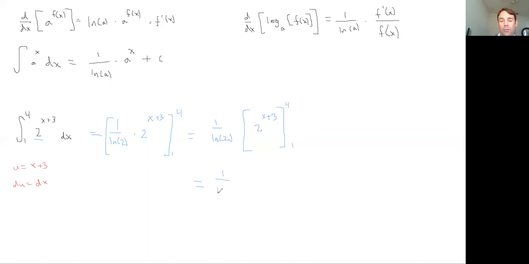It's 1 over the natural log of 2 times 2 to the 7 minus 2 to the 4th. And if this is a FRQ, you'd stop there. If it's a multiple choice question, well, you'd go a little bit further here because you can. Oh, 2 to the 7th, that is going to be 128 minus 16. And you end up with, friends, 112 over the natural log of 2.